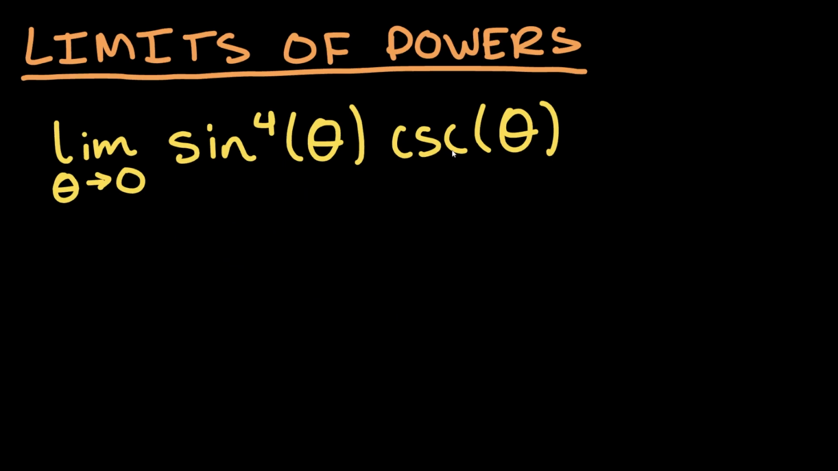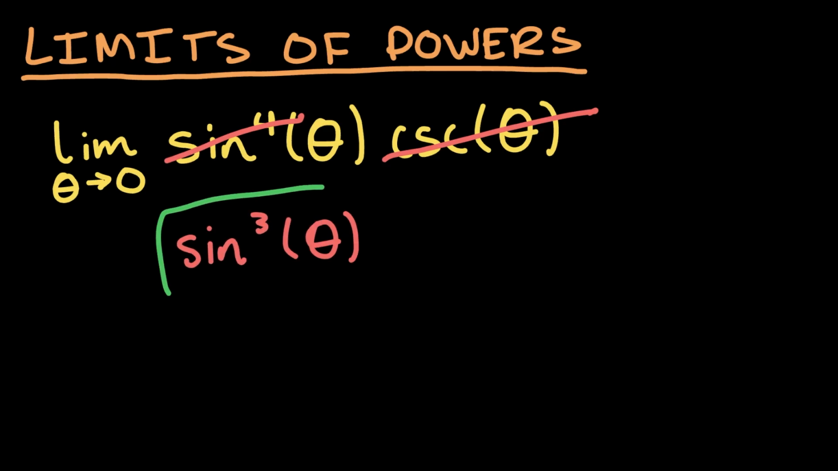So naturally, like any reciprocal does, it cancels out with its original term. However, we're not eliminating all of the sines. No, remember, this is sine to the 4th, so we would end up with sine cubed theta. This looks much more doable than our last problem.